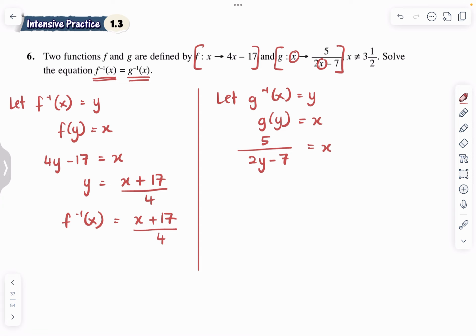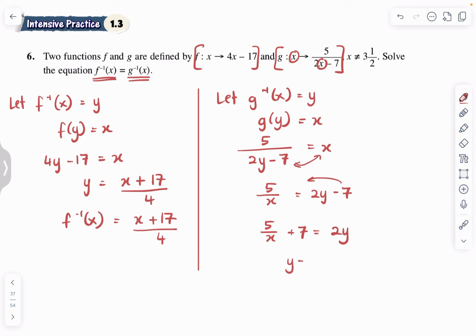Now we need to make y the subject, so we swap places. 5 over x is 2y minus 7. Then we make y the subject. So 7 we bring over that side: 5 over x, plus 7. And then to make y the subject, the 2 you bring there will become divide by 2.